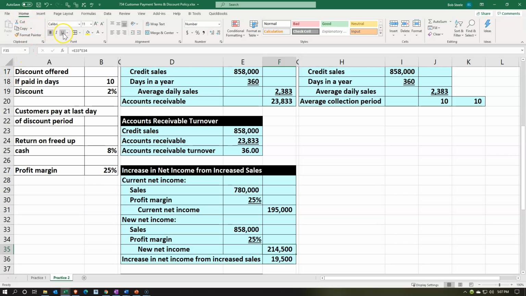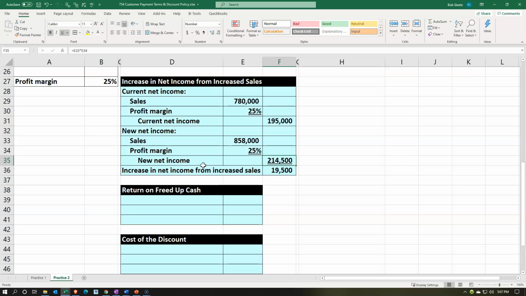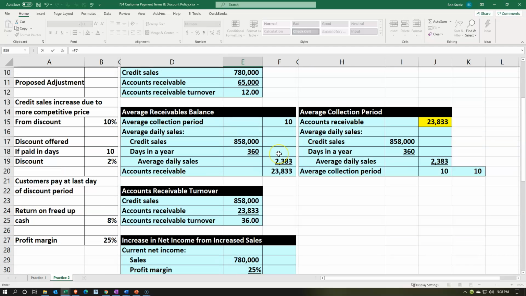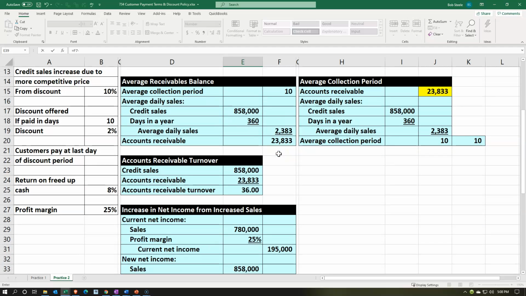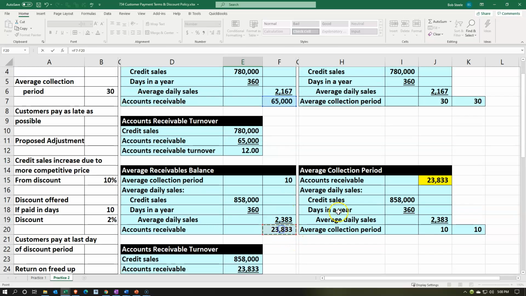So Home tab, font group, let's put the underline there. Now we want to calculate the return on the freed up cash. So we freed up the cash as well from this discount policy. So for that, I'm going to say, all right, we have freed up cash, which is going to be equal to the accounts receivable before, under the first plan without the discount, minus the accounts receivable we believe on average would be there after we consider the discount, which is this item.